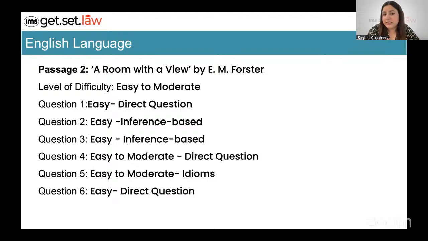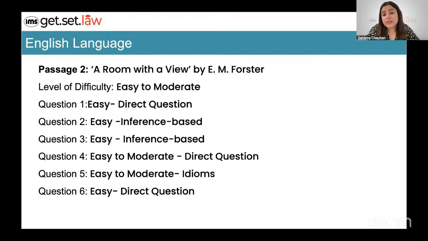There was a direct question, which was very easy, about why the Signora was not showcased in a positive light. The first question was directly given in the first paragraph, so it was easy. Then you had two inference-based questions, which were also easy. And then there was a direct question; easy to moderate was the level.